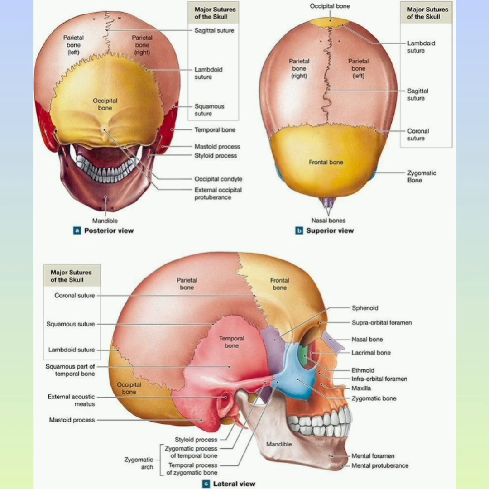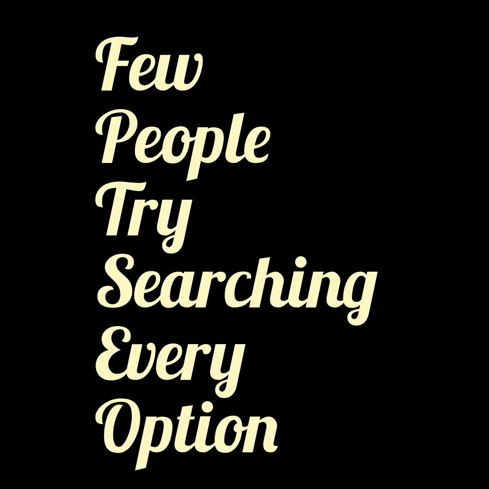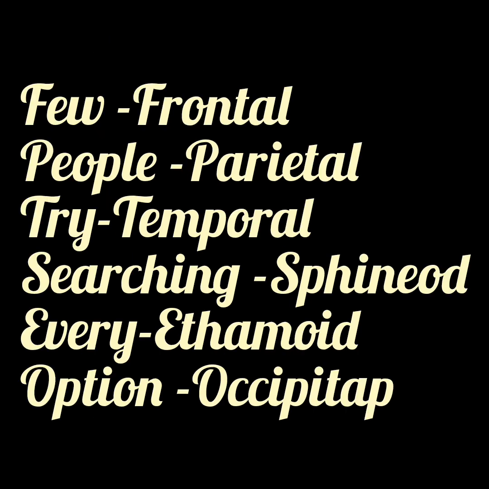The cranial bones of the human skull are 1 frontal, 2 parietal, 2 temporal, 1 sphenoid, 1 ethmoid, and 1 occipital. To remember these bone names: few people try searching every option, where few stands for frontal, people stands for parietal, and so on.